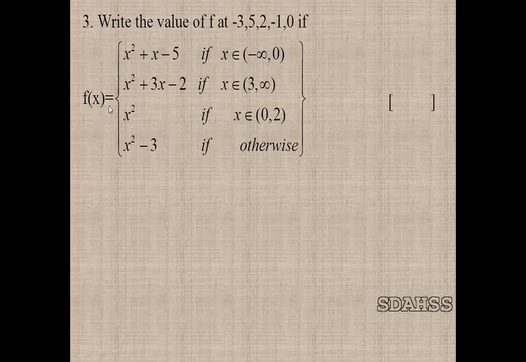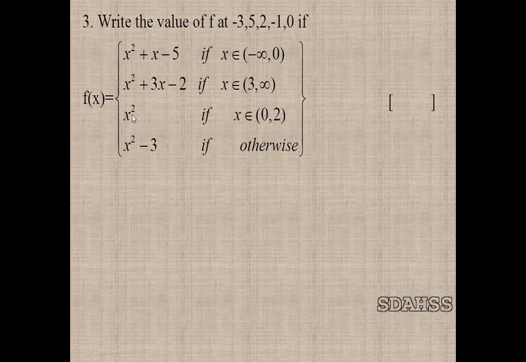Then f of x is equal to x square plus 3x minus 2 if x belongs to 3, infinity. Here the x value lies between 3, infinity. Between means 4, 5, 6, etc.